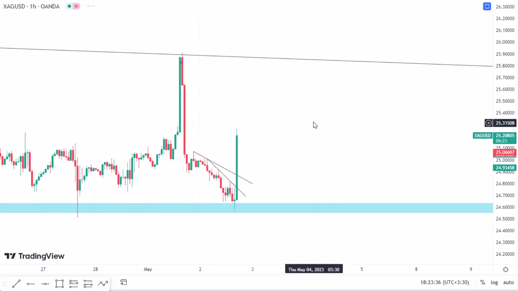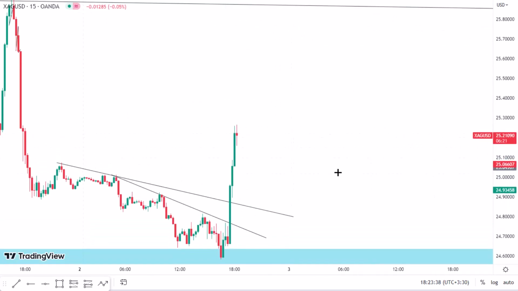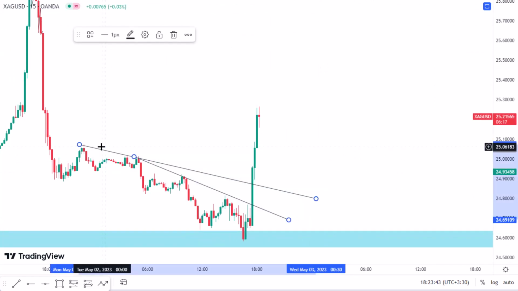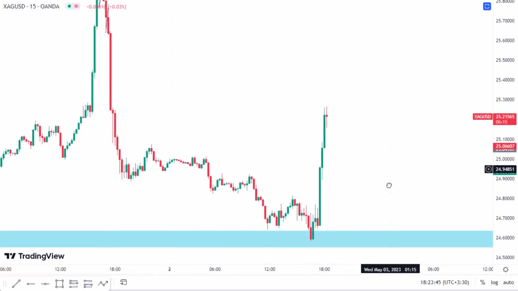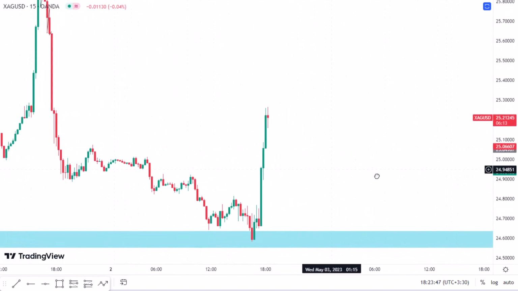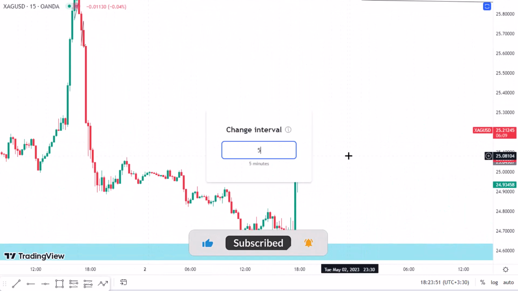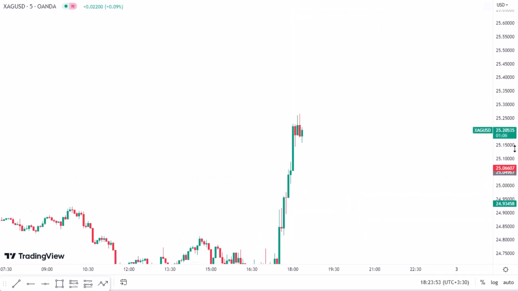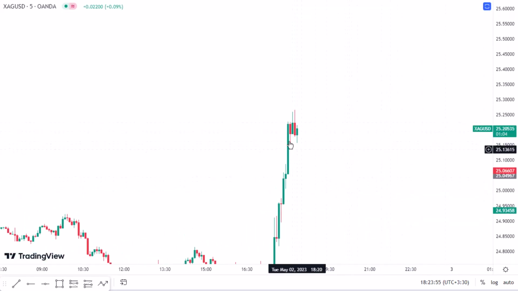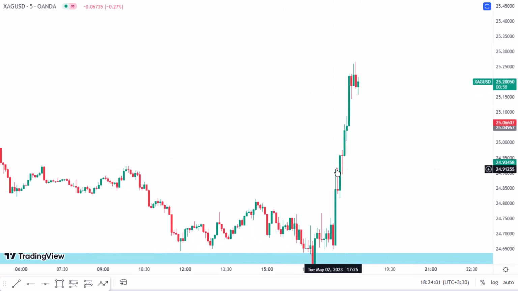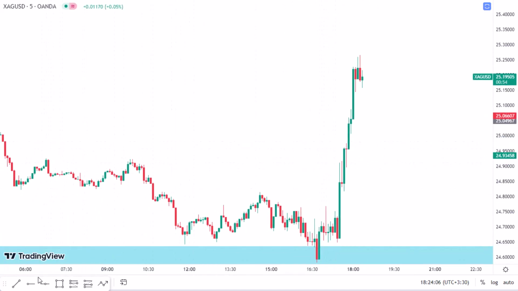On 15-minute time frame, let's see what we have. Let me clean these ones. On 15-minute time frame we don't have anything special too. Let's move to the 5-minute time frame. We have some red candles showing that the buyers are getting weaker, and also we had some nice candles here too, from this level of resistance here.